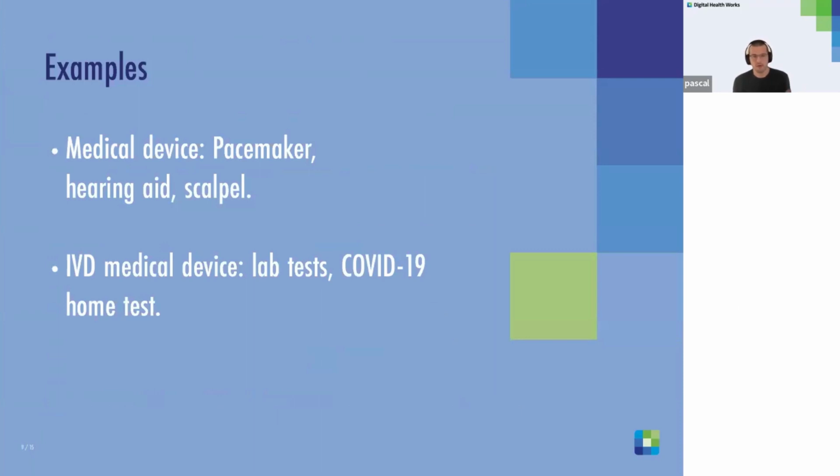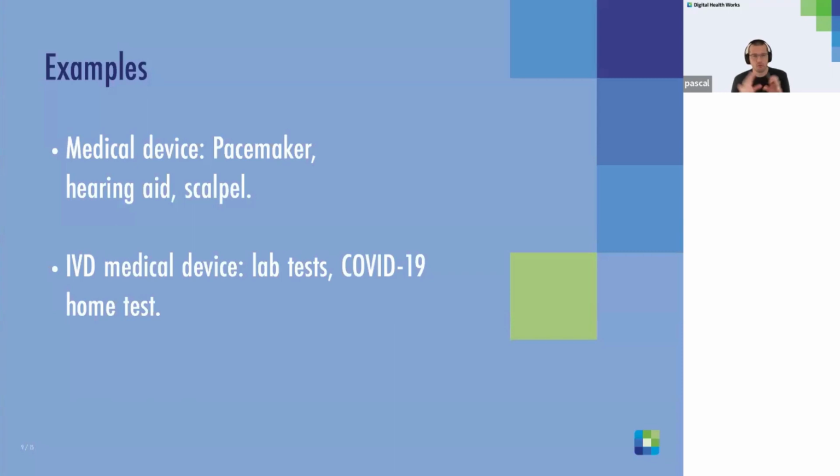Very typical examples for medical devices are a pacemaker, a hearing aid, or a scalpel. They work directly on the patient or are used on the patient. A pacemaker is obviously implanted, a hearing aid is worn either on or in the ear, and a scalpel is used during surgeries. IVD medical devices, on the other hand, are things like lab tests, or something that became more known over the last years, like home self-tests, for example for COVID-19.